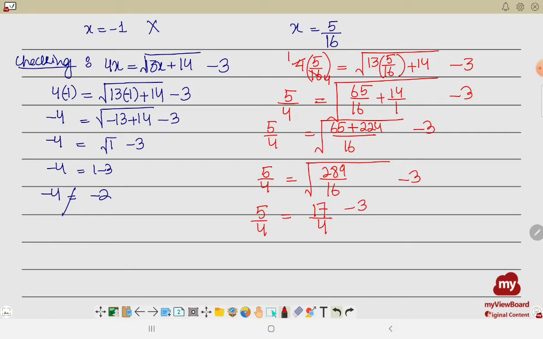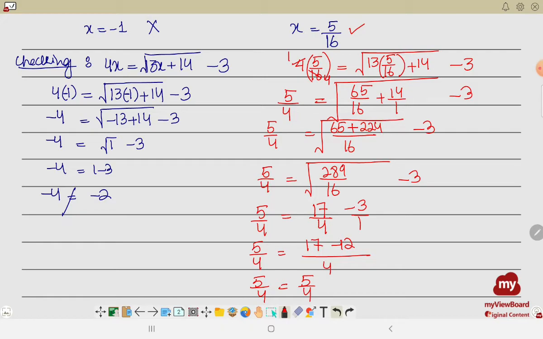And here now again we have to simplify the right hand side. We'll have 4, we'll have 12 here, and so you see 5 by 4, and when you solve 17 minus 12, you'll get 5 by 4. So left hand side is equal to right hand side. So you see for x equal to 16, our given equation is satisfied.